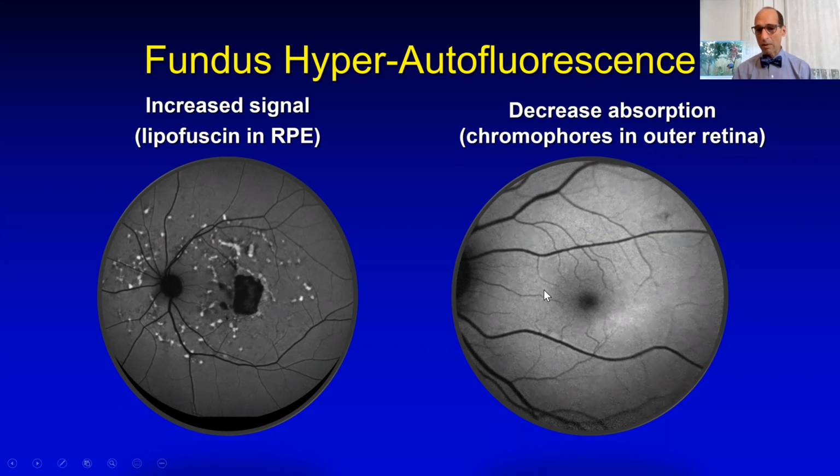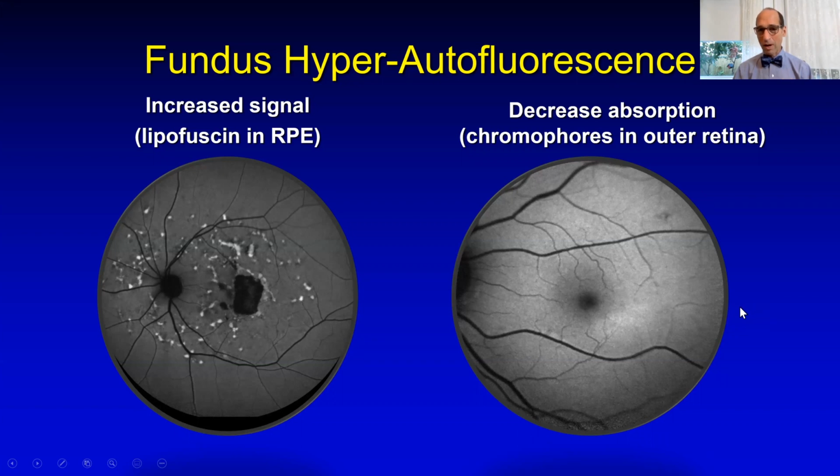So this is someone with Plaquenil toxicity. It's very subtle, but you can see a bright area here and a bright area here, and this whole area is just a little brighter than it should be. And if you were to look at the OCT in those areas, you would see the outer retina was damaged or missing. So it's a window defect. There's decreased absorption of the reflected autofluorescence.